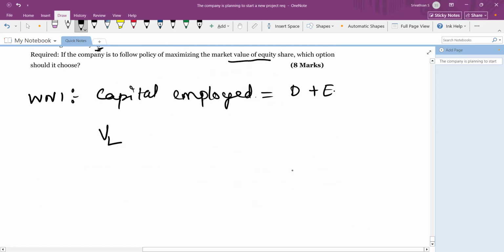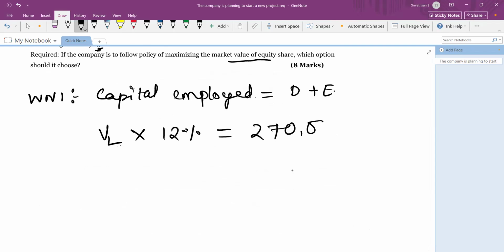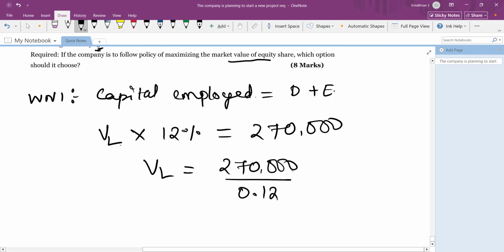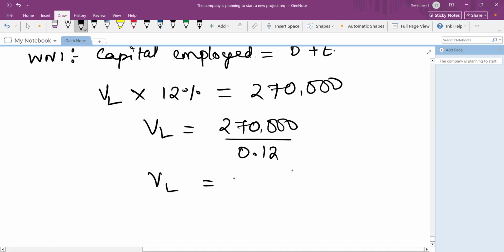So I will write it as value of the loan into 12%, the company is paying 12% interest on the value of the loan and that interest amounts to 2,70,000. So in that case, what will be the value of the loan? It is 2,70,000 divided by 0.12. So value of the long-term loan will be 2,70,000 divided by 0.12. We get 22,50,000. So 22,50,000 is the amount of money that the company has borrowed from the bank as a long-term loan.